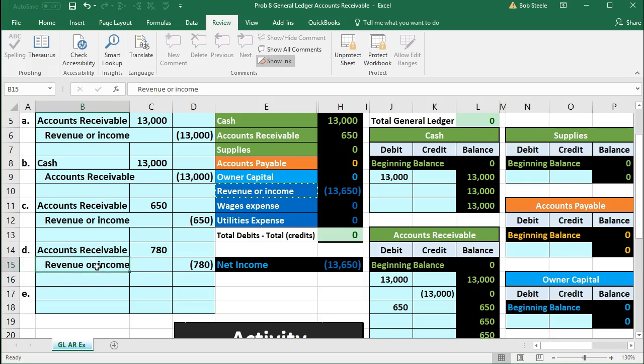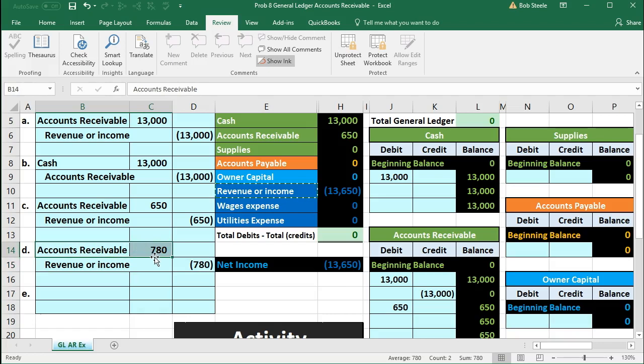Now we already knew that we were going to credit revenue because we debited the receivable. That's why we worked on the receivable first, but we can double check ourselves by saying that revenue is a credit balance account. It only goes up, and therefore we're going to do the same thing to it, which in this case is a credit, it being a credit normal balance account. Then we're going to record this.